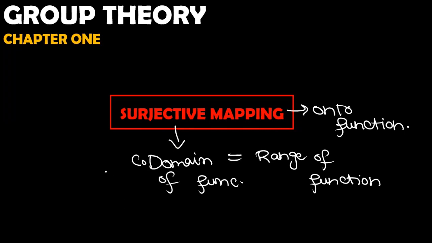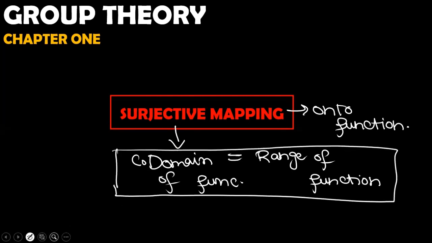So if you have any relation and you want to know whether it is onto or not, always remember to check only one thing: is the codomain equal to the range? Then it is an onto function. Do not worry about any other things. Always remember this, which is very important: the codomain of the function is equal to the range of the function.